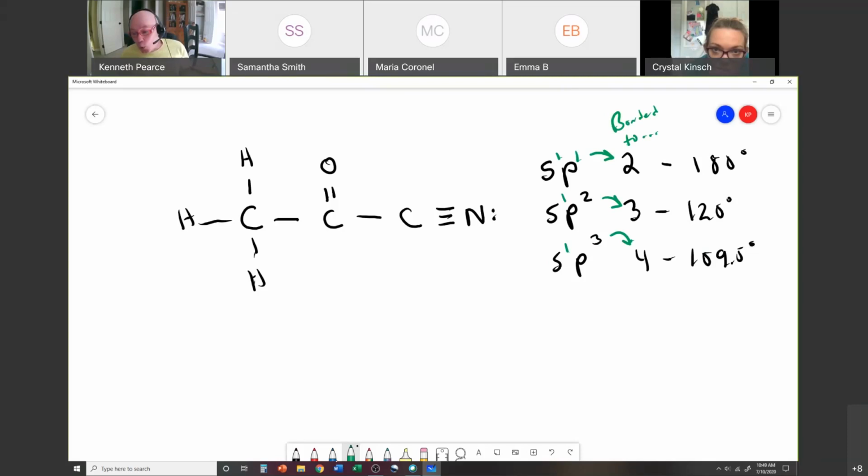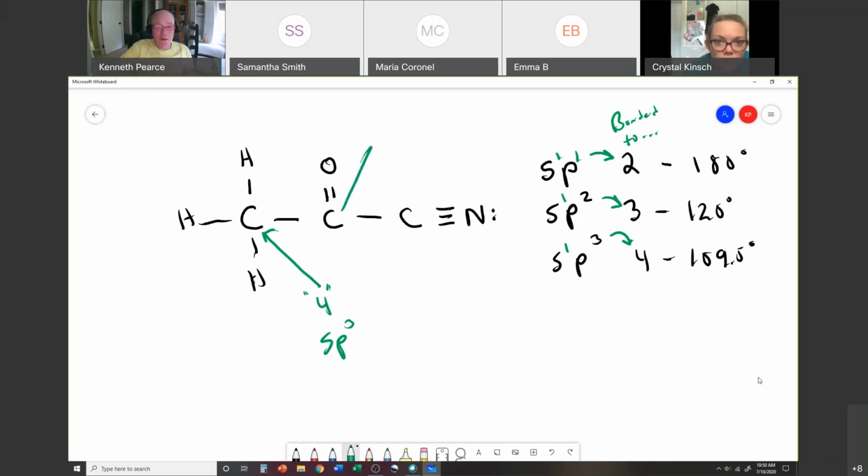All right, we're ignoring the number of bonds. We're just looking at how many things you're bonded to. Okay? Now, to get that bonding, you have to have the hybridization. Okay? So what does that mean? That means this carbon right here has 4 things bonded. That makes it what? SP3.